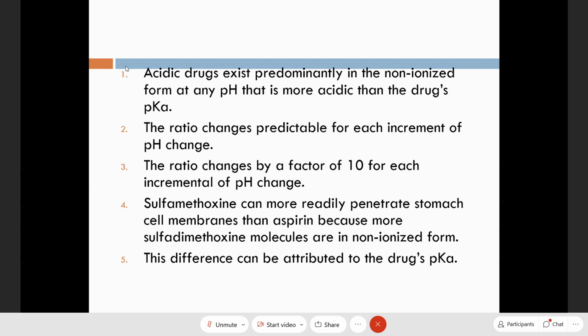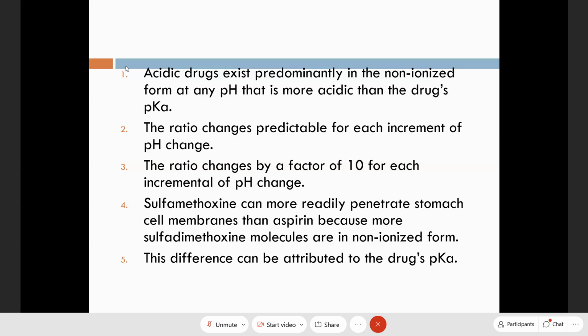So actually, what I've mentioned just now is written in the notes form. An acidic drug exists predominantly in the non-ionized form at any pH that is more acidic than the drug's pKa. So if the pKa is 3, below 3 they're all in non-ionized form, and penetration across cell membranes is good, right? The ratio changes predictably for each increment of the pH change, by a factor of 10.